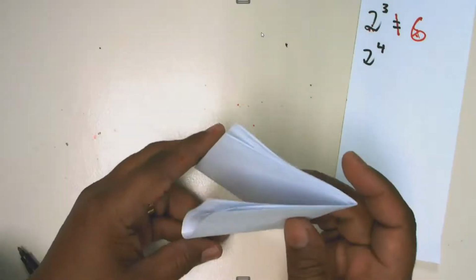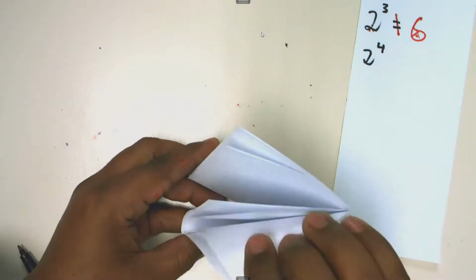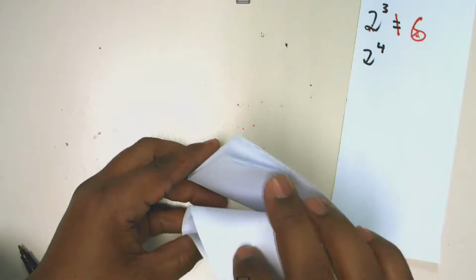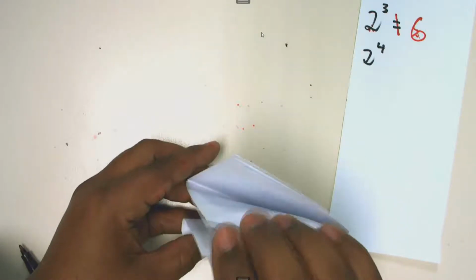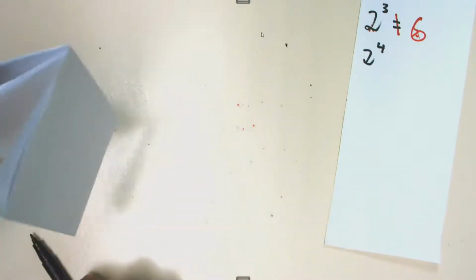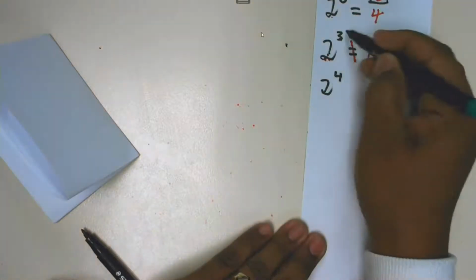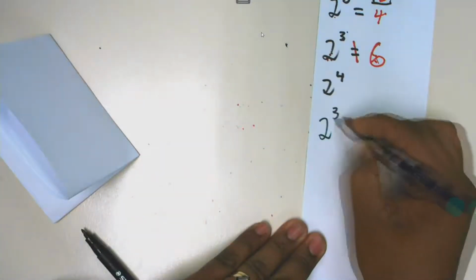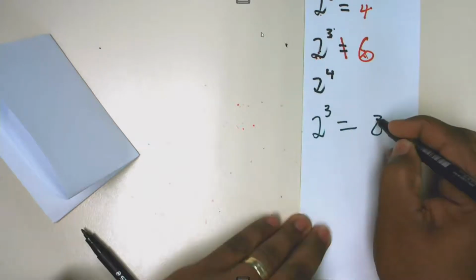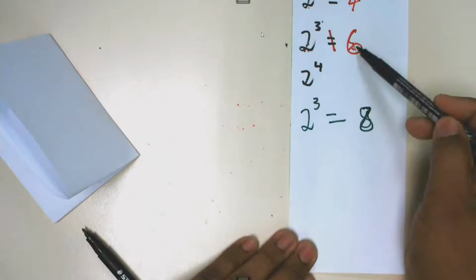Let me put it this way. It will be 1, 2, 3, 4, 5, 6, and then 7, 8. All right, meaning that the teacher was right to say 2 to the power of 3 is 8. Can you see that? It is 8 and not 6.